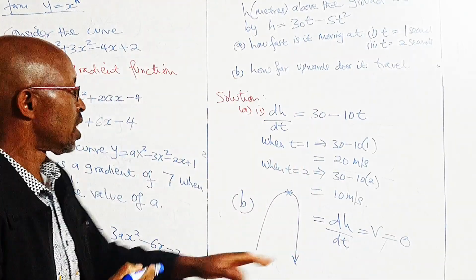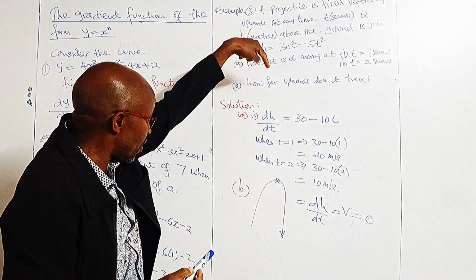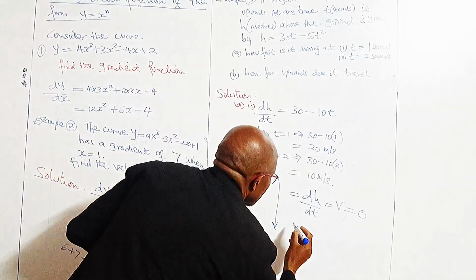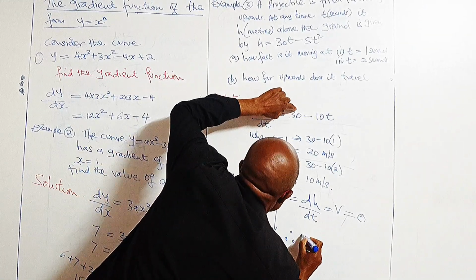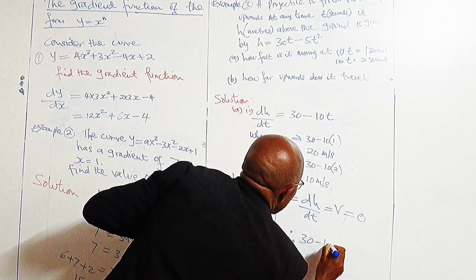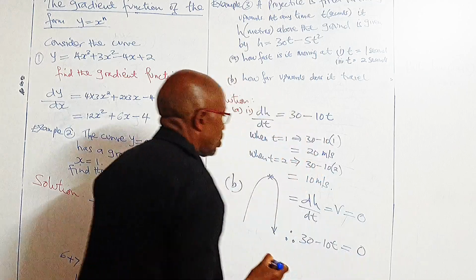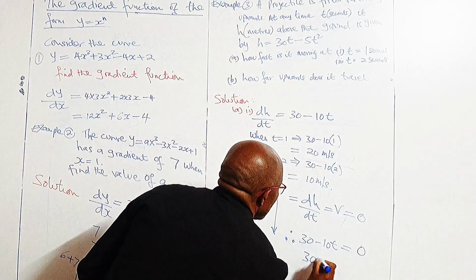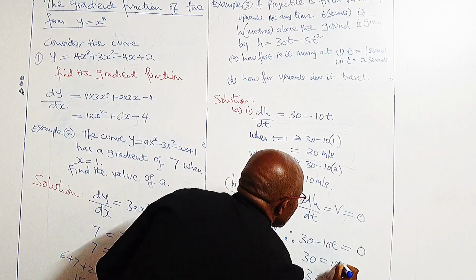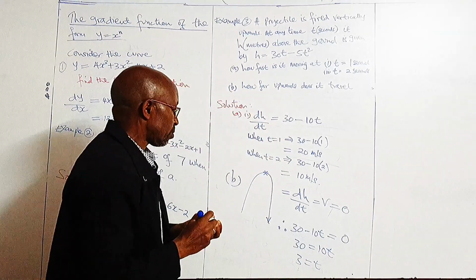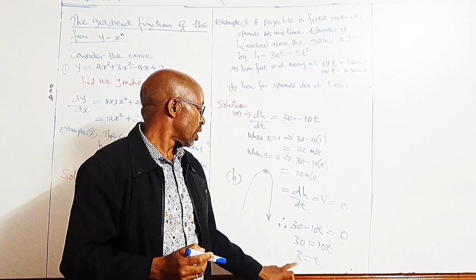So at that point, dh/dt, which is our velocity, will be equal to 0, at the farthest point. Therefore, our velocity function, 30 minus 10t, must be equal to 0 at that point. Therefore, 30 will be equal to 10t, so 3 will be equal to t, because we are dividing by 10 on both sides. So that time will be after 3 seconds.